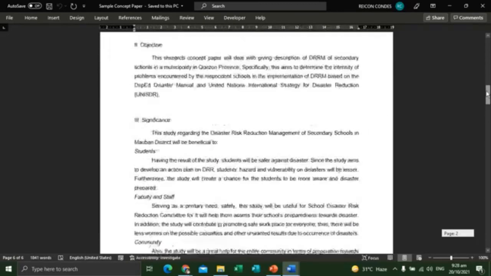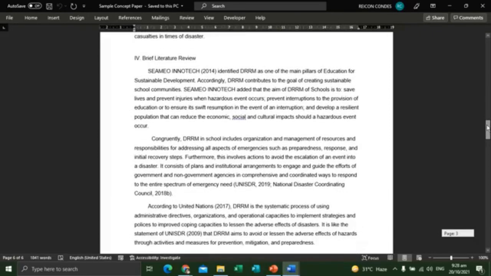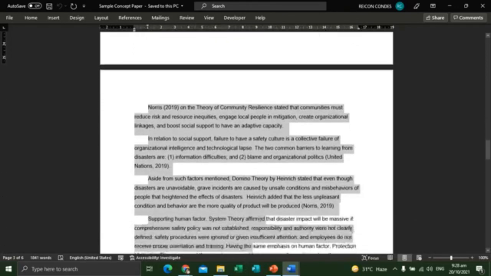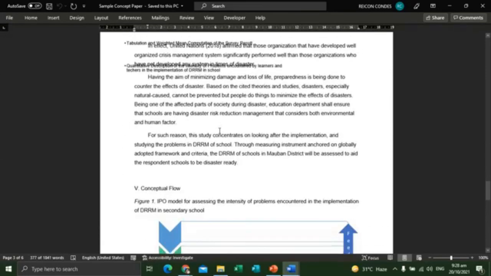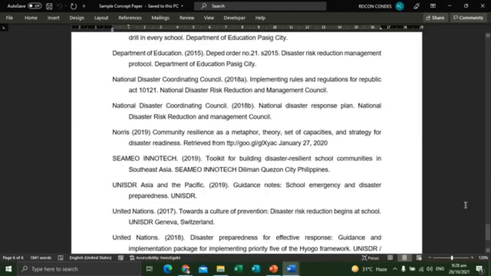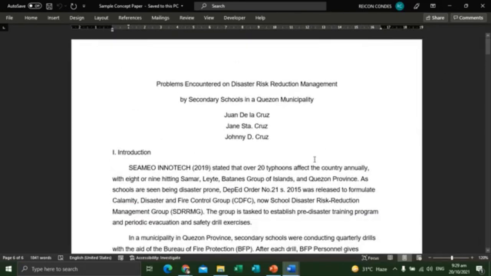Now, for the literature review, you can do by variable. Kunyari, may nakita kayong meron kayong concept na magkaka-relate. So, pwede nyong i-discuss muna tulad nung kanina, gender-based muna, and then pwede nyong i-discuss na food preference. Pwede din naman na ganito, integrated na siya. Ayan, so this is our sample concept paper.